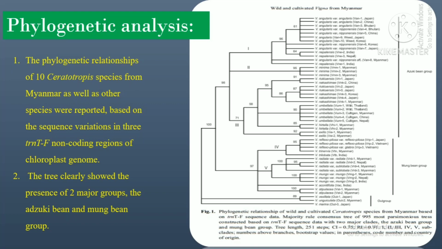6 Myanmar species were clustered into adzuki bean group and 4 species into the mung bean group. The adzuki bean group consisted of 3 subclades and the mung bean group consisted of 5 subclades. A high level of substitution, indel, and microsatellite variations in the trnT-trnF sequences indicated that mung bean and black gram are phylogenetically well differentiated in the mung bean group. Myanmar is considered to be an area where two major groups of the subgenus Ceratotropis overlap.